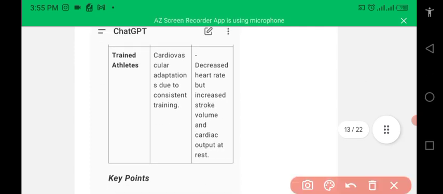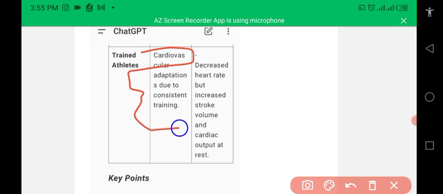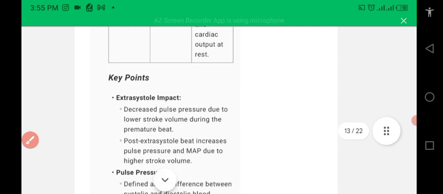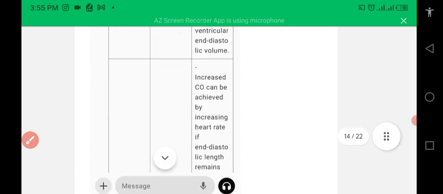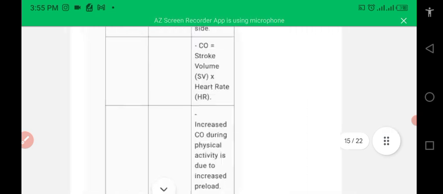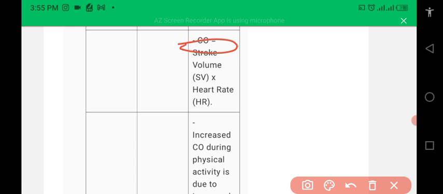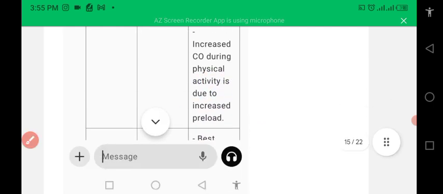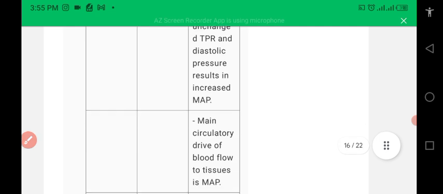In trained athletes, what happens? Cardiovascular adaptation occurs, which decreases heart rate and increases stroke volume and cardiac output. This is a very important thing: in athletes, heart rate is decreased, but stroke volume and cardiac output are increased. These are the key points you have to keep in mind. And then, cardiac output is equal to stroke volume times heart rate. Increased cardiac output will be due to physical activity, and there will be a correlation between these things.